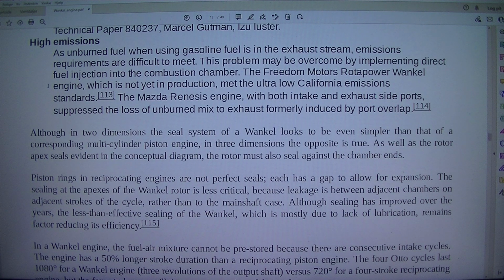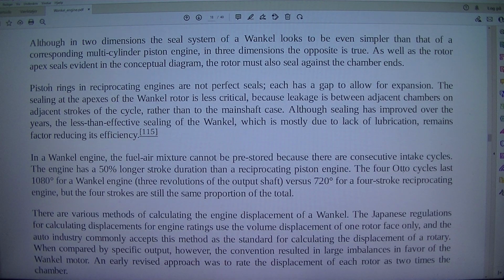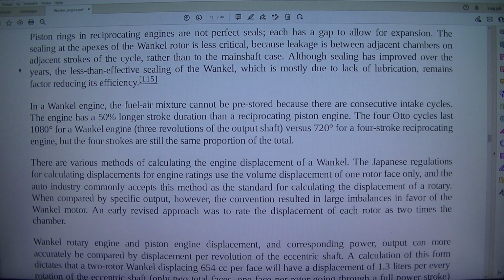114. Although in 2 dimensions the seal system of a Wankel looks to be even simpler than that of a corresponding multi-cylinder piston engine, in 3 dimensions the opposite is true. As well as the rotor apex seals evident in the conceptual diagram, the rotor must also seal against the chamber ends. Piston rings in reciprocating engines are not perfect seals, each has a gap to allow for expansion.